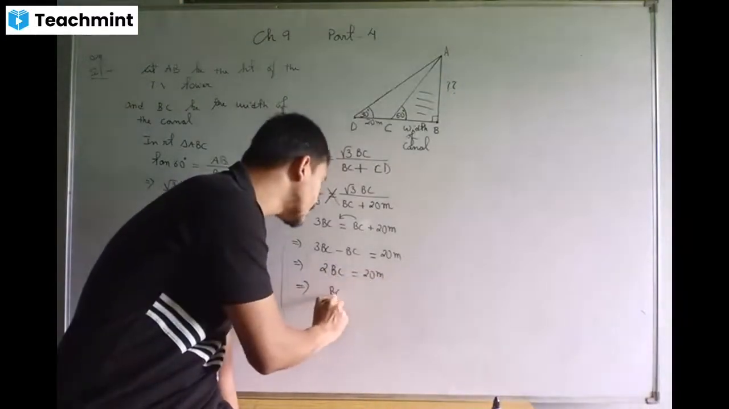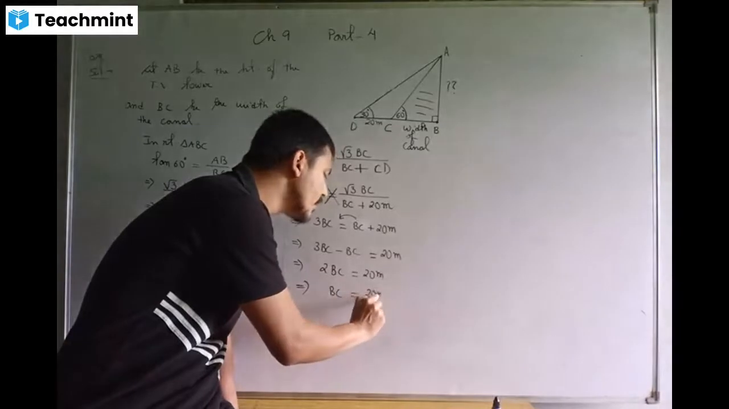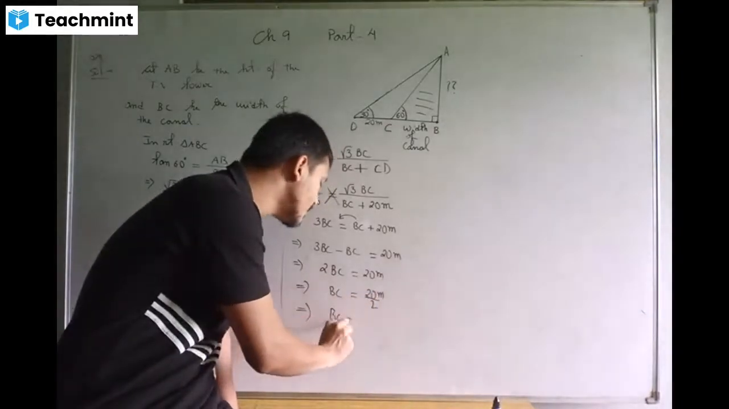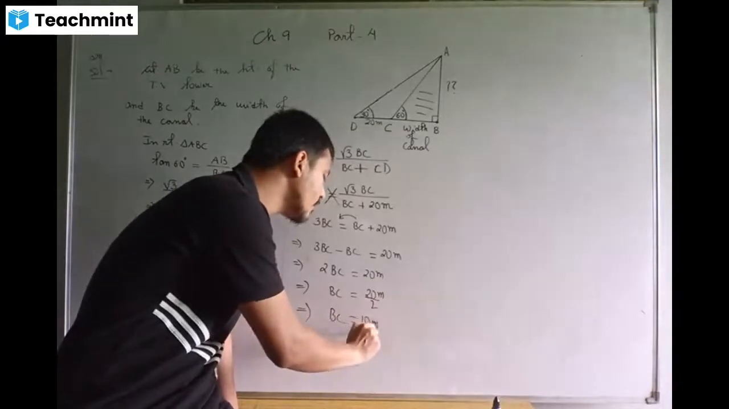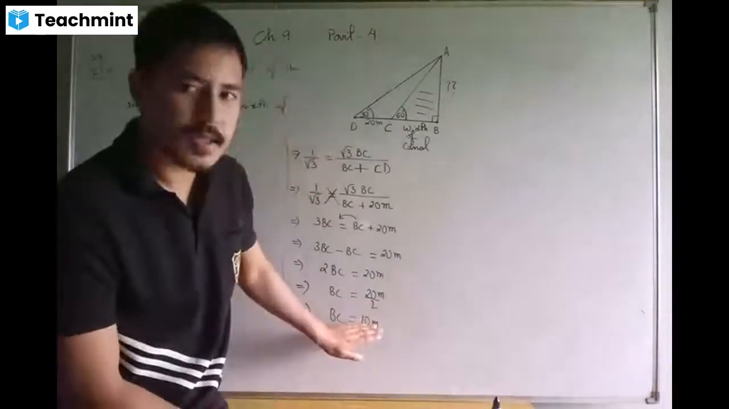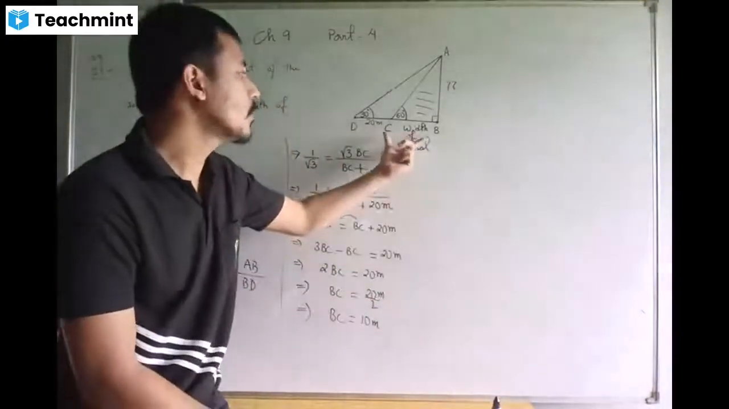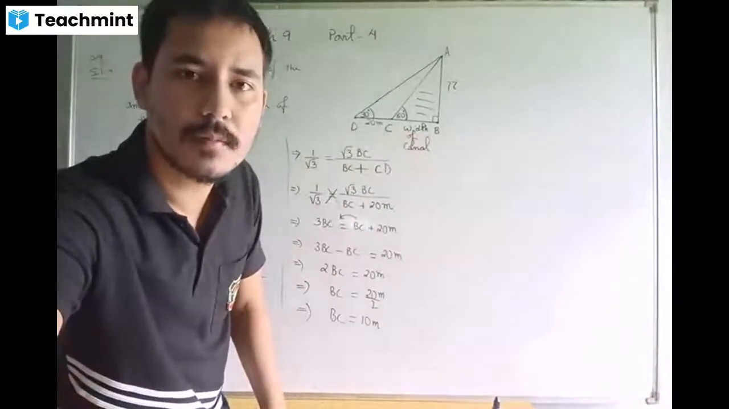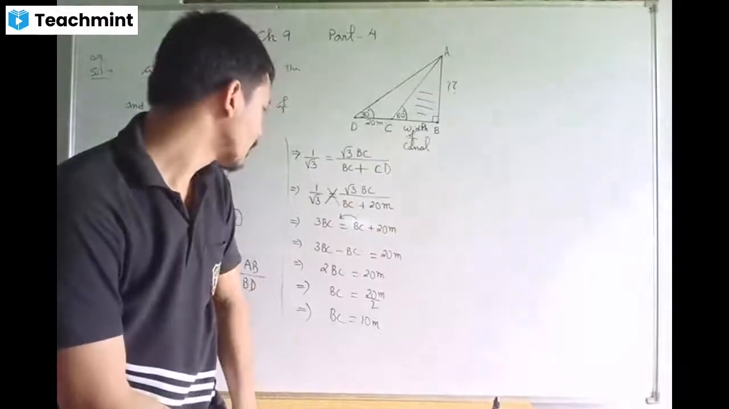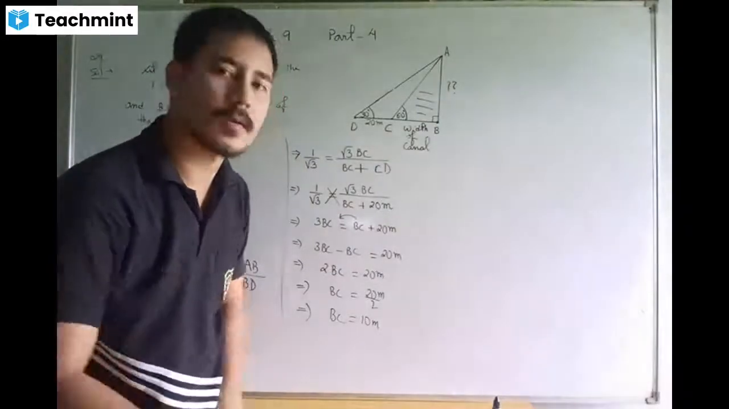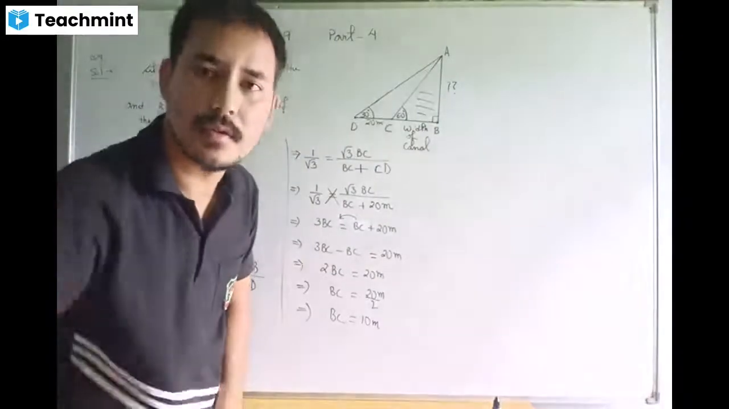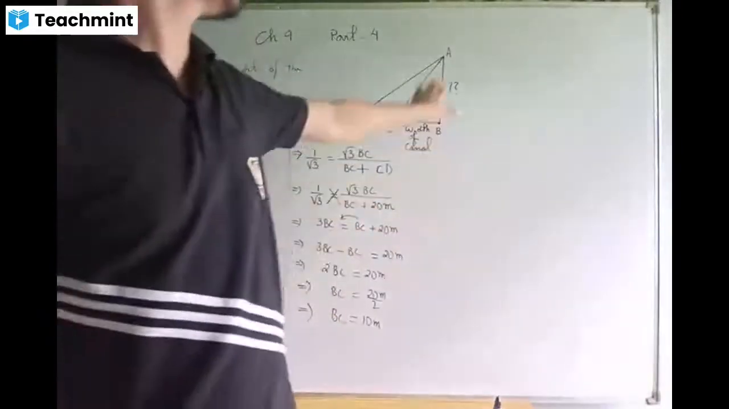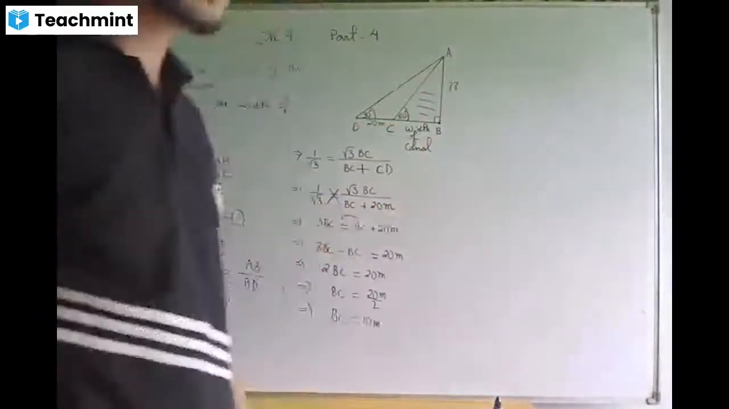That gives you BC to be 20 meters upon 2. That implies your BC would be equal to 10 meters. So BC is 10 meters, which means the width of the canal is equal to 10 meters. All right? Okay. Now, also, we need the height of the tower, the TV tower.